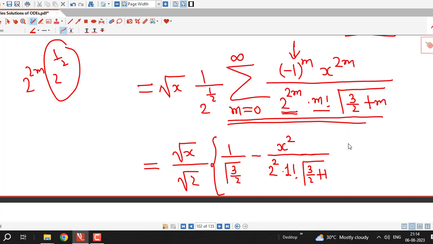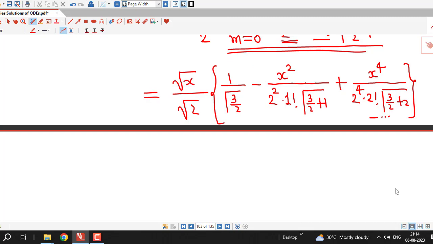Now I am taking m equal to 2. So for m equal to 2 we have minus 1 raised to 2, that is 1. That means we have positive sign, and here I will have for m equal to 2 this is going to be x to the power 4. For m equal to 2 here we will have 2 raised to 4 into 2 factorial into gamma 3 by 2 plus 2, and so on. We are writing for m equal to 0, 1 and 2 only, and let's try to simplify further.